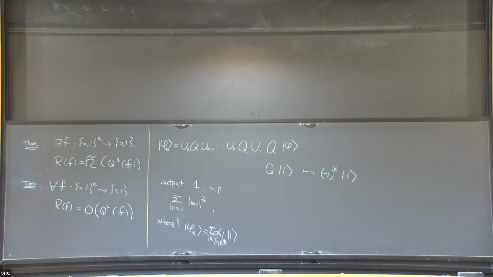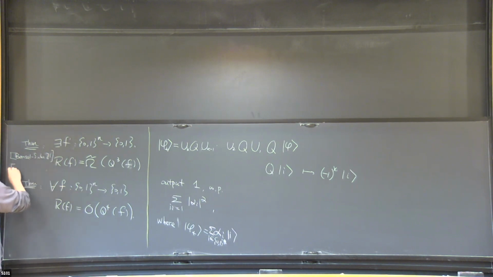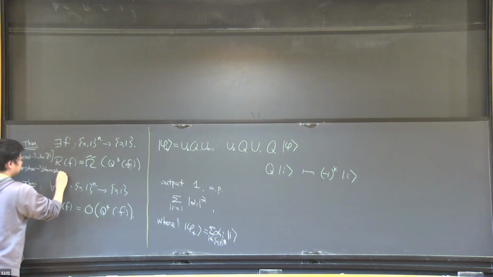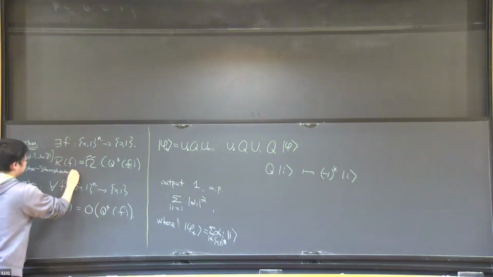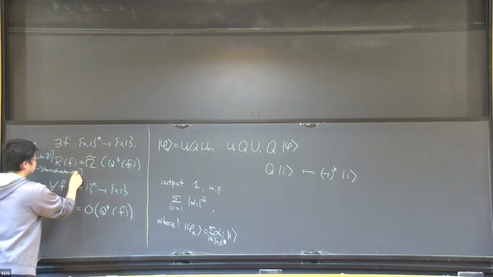And this cubic separation is due to two independent works. One is Bensor and Thingha. The other is Rosenthal, Marchenko, and Wu. So that's me.